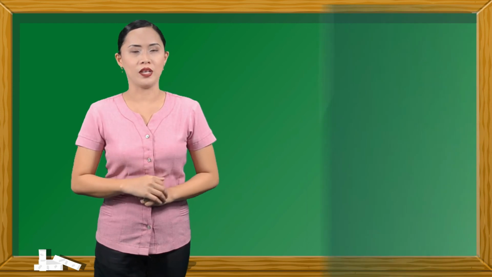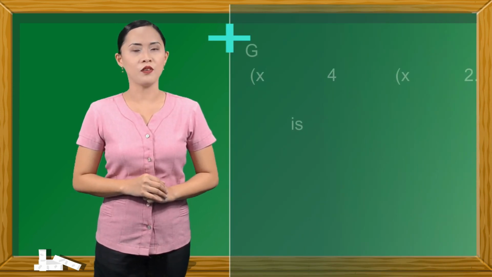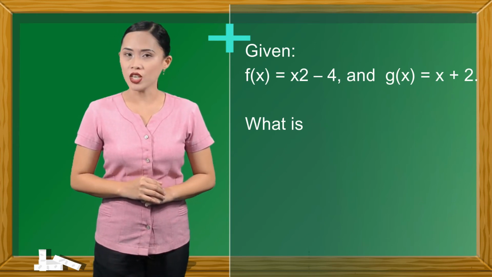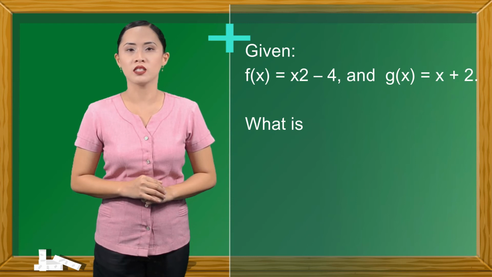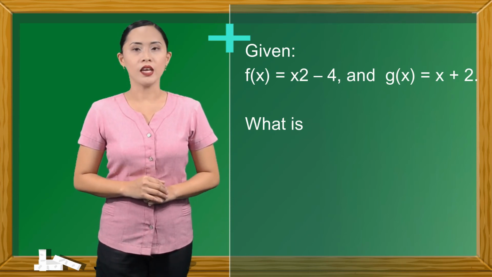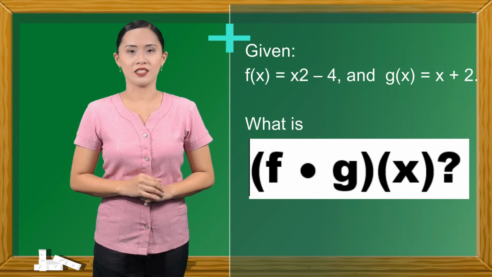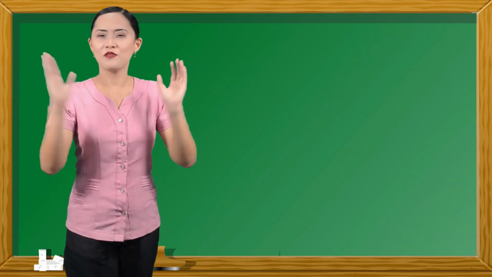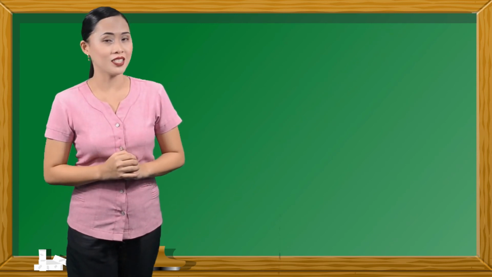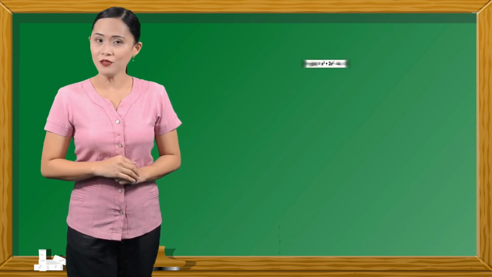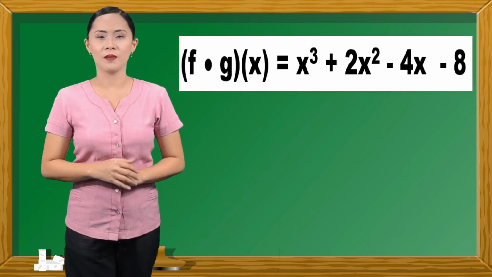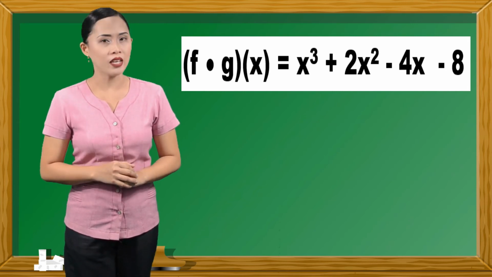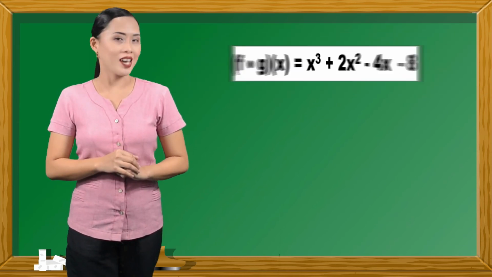Now, you try this one. Given f of x equals x squared minus 4 and g of x equals x plus 2, what is f times g of x? Are you done? Fabulous! The answer is f times g of x equals x cubed plus 2x squared minus 4x minus 8.